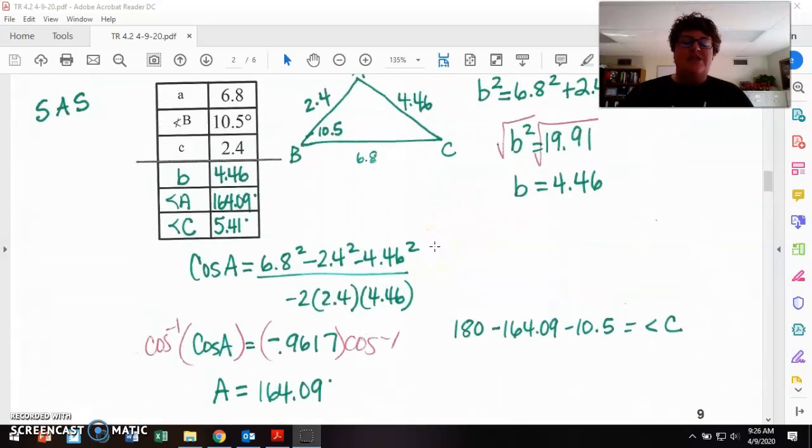Again, I highly recommend you do not switch to the law of sines until you have found your largest angle. That's very important.